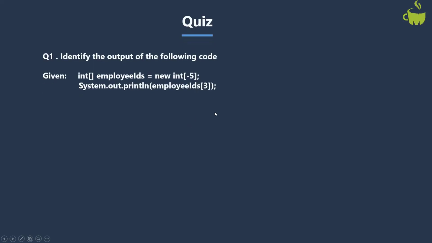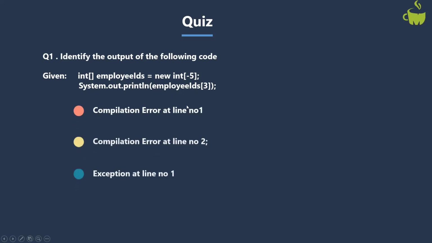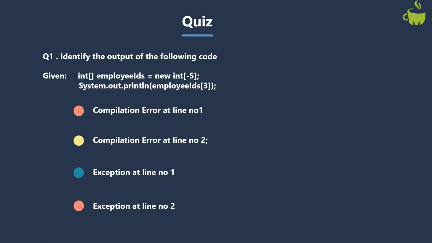With the knowledge from this video, try to answer this small quiz. Here is question number 1. Identify the output of the following code. Given an integer array employeeIDs equal to new int of -5, and System.out.println employeeIDs of 3. And here are the options. Pause the screen for a minute and answer in the comment section below.